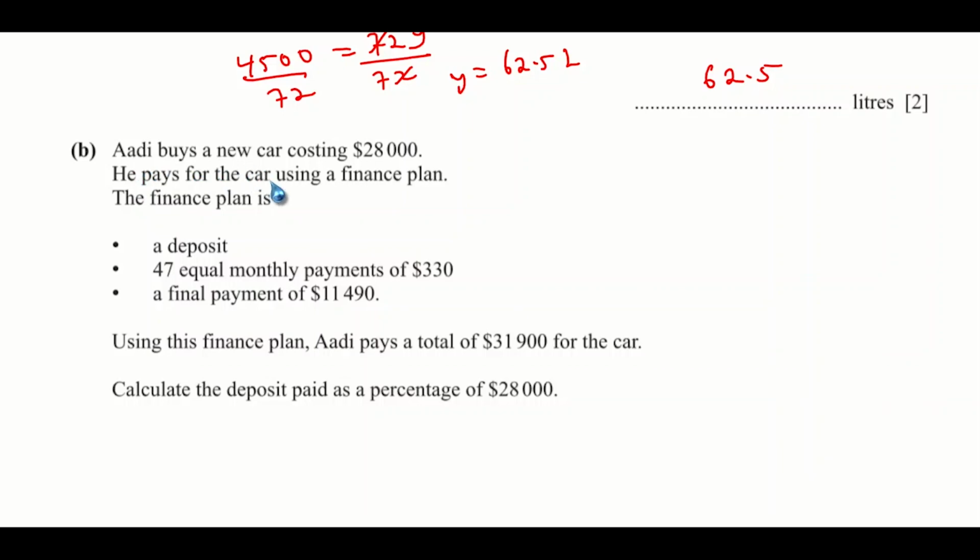Ade buys a new car costing $28,000. He pays for the car using a finance plan. The finance plan is the deposit, then 47 equal monthly payments of $330, then a final payment of $11,490. Using this finance plan, Ade pays a total of $31,900 for the car. So this is the total amount paid. Calculate the deposit paid as a percentage of $28,000.